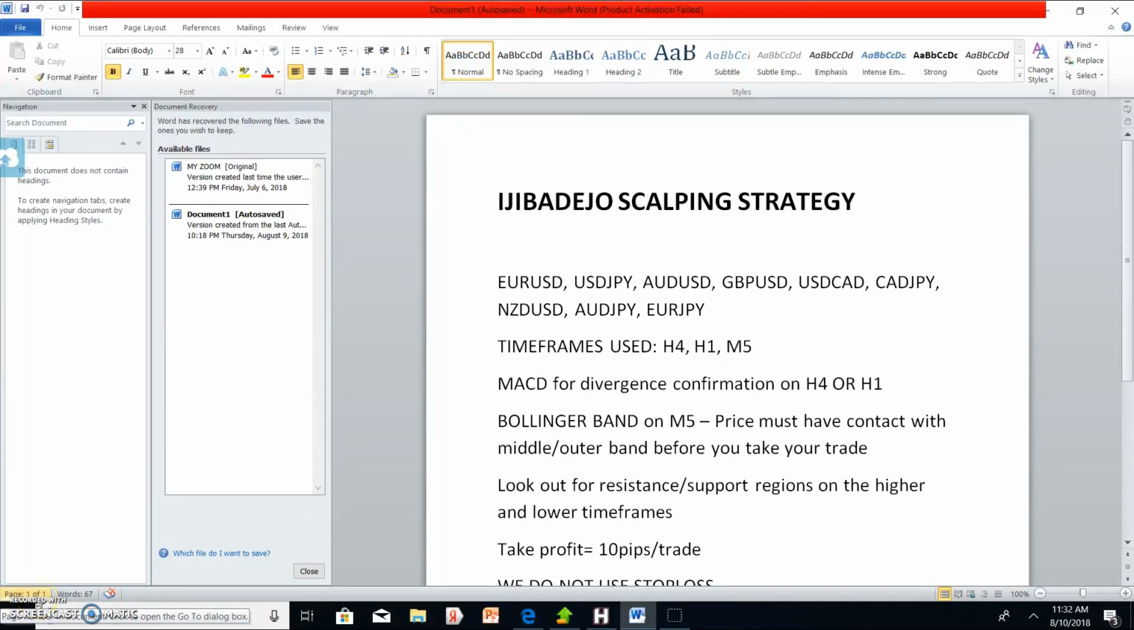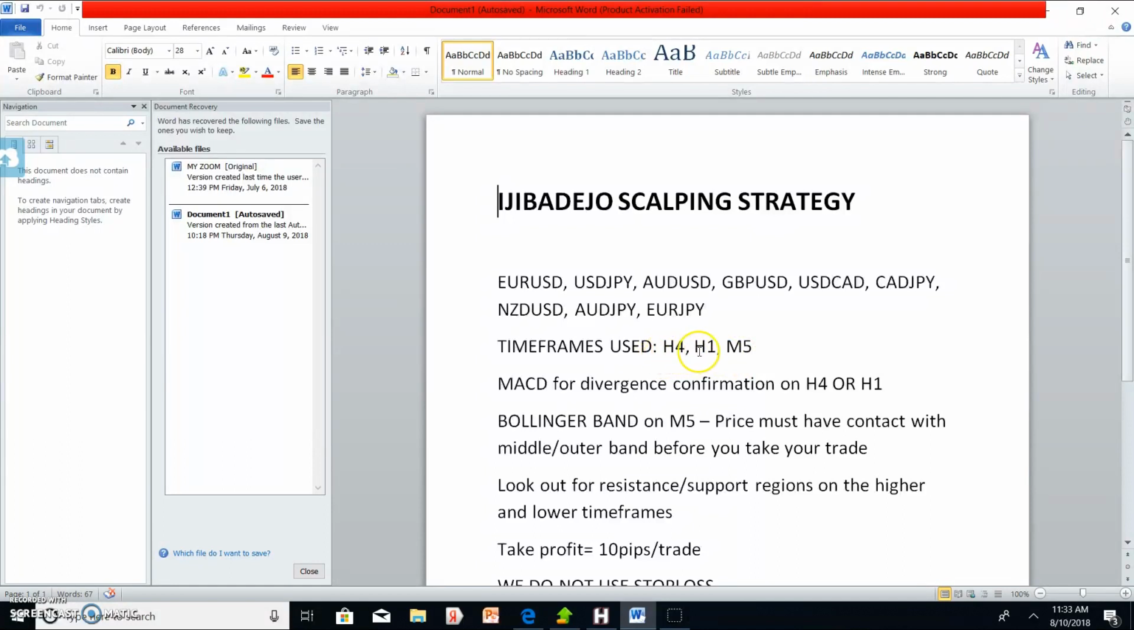Hello guys, my name is Ijibadejo, and I'll be introducing you to my proprietary scalping strategy, which I call the Ijibadejo scalping strategy. These are the currency pairs I use it for: Euro USD, USD JPY, AUD USD, GBP USD, CAD JPY, NZD USD, AUD JPY, and Euro JPY. I use 3 time frames: the 4-hour time frame, the 1-hour time frame, and the 5 minutes time frame.